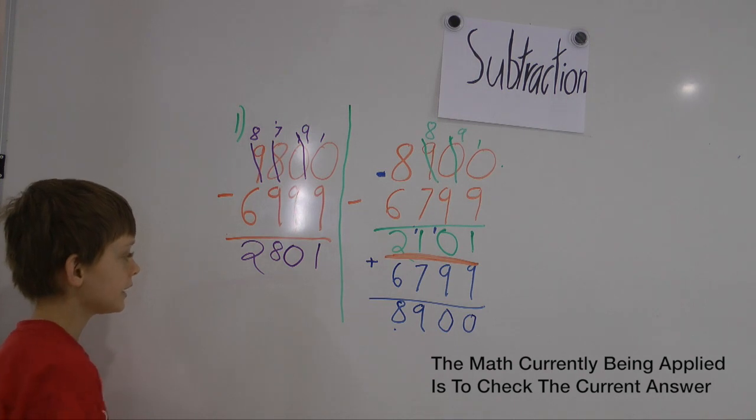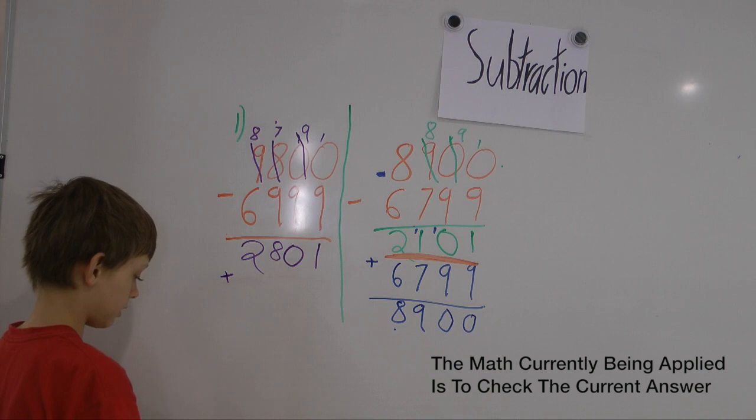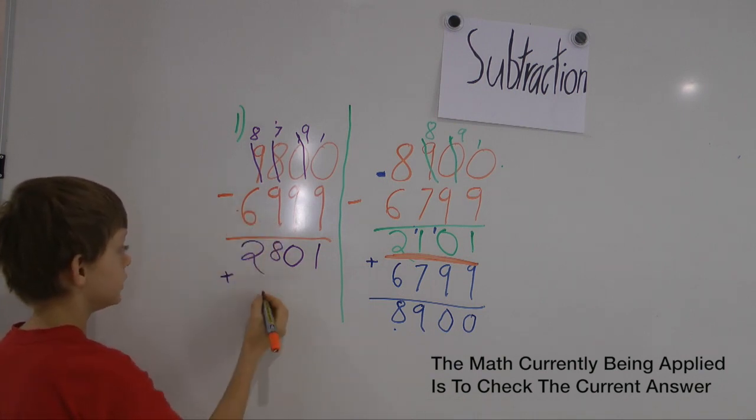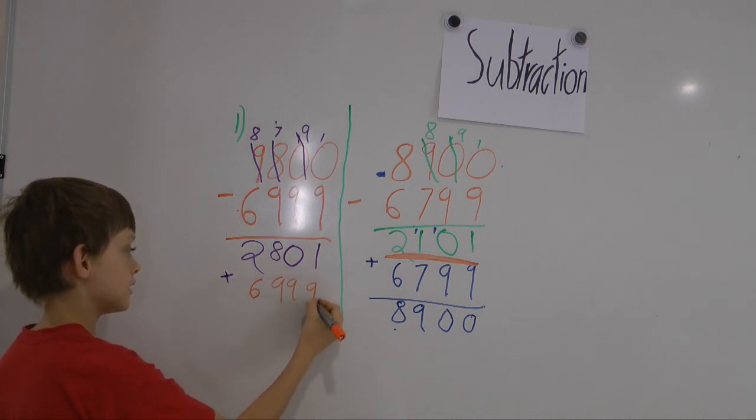Now, to check our answer, we do some addition. We add this bottom number, which is 6,999.